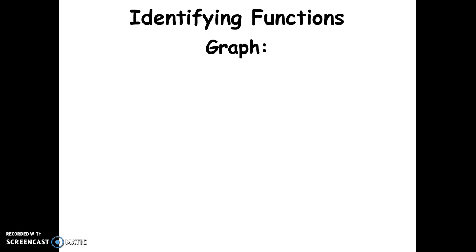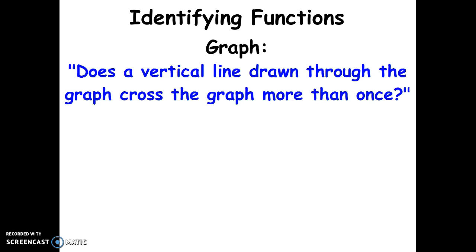All right, now looking at a graph. And for a graph, the question that you ask yourself is, does a vertical line drawn through the graph cross the graph more than once? Now remember, a vertical line is up and down, so this will be considered a vertical line. Do not confuse that with a horizontal line, which goes left to right. Okay, do not confuse those. When we talk about a vertical line, we're talking about up and down.